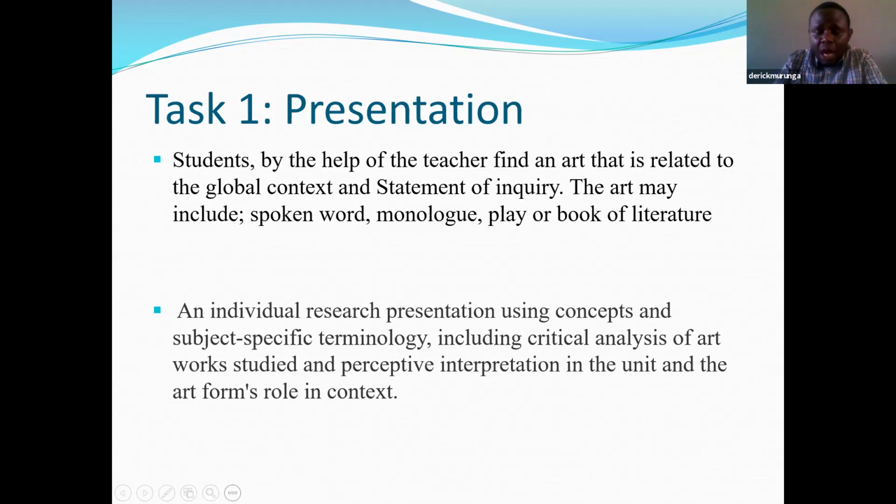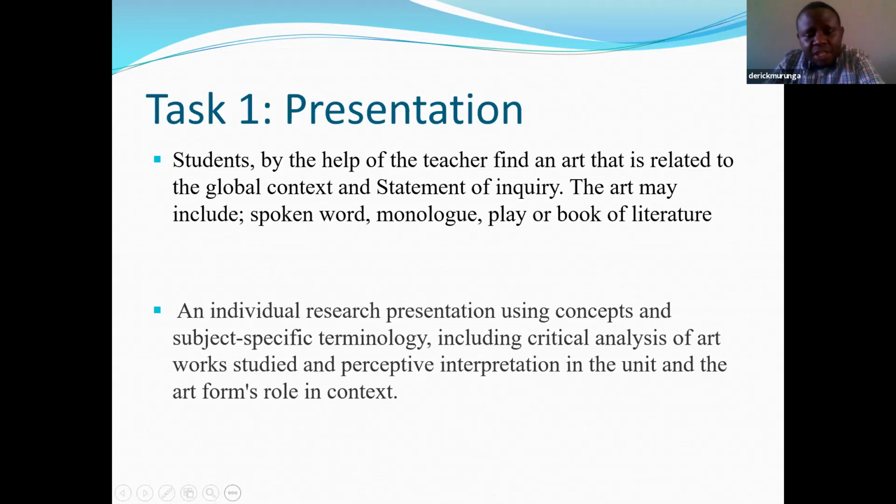And in the presentation, according to the statement of inquiry, they are supposed to identify works of art, which may include a spoken word, a monologue, a play, or a book of literature. Depending on what the learner wants to do, they may even choose to pick a book of literature. For example, somebody like Ngugi wa Thiong'o. If the statement of inquiry is talking about how art portrays politics, then I think Ngugi wa Thiong'o in the African setting will really serve well, or Wole Soyinka. If they are choosing something to do with the environment, then you'll have to look at performers such as Frantic Theatre in the UK, who are really doing a great job in terms of the environment.